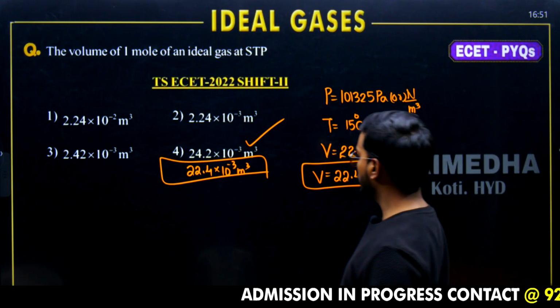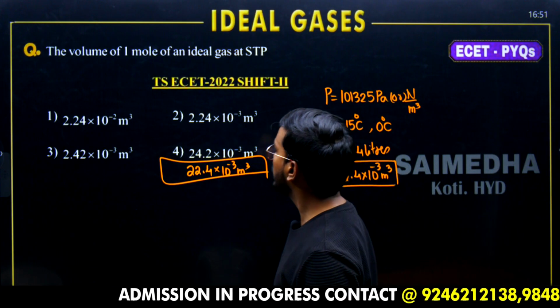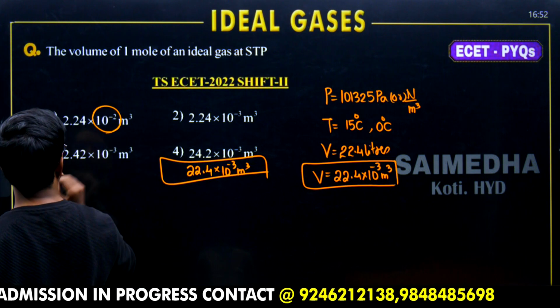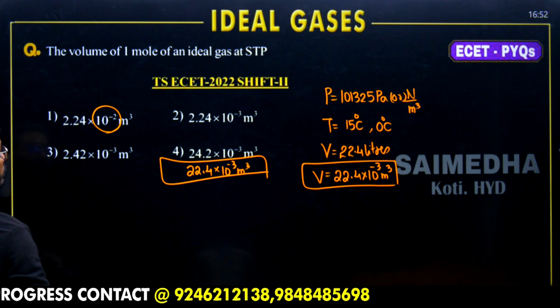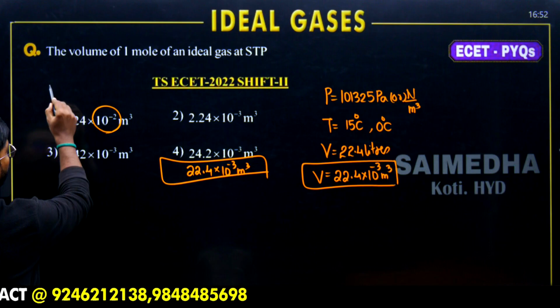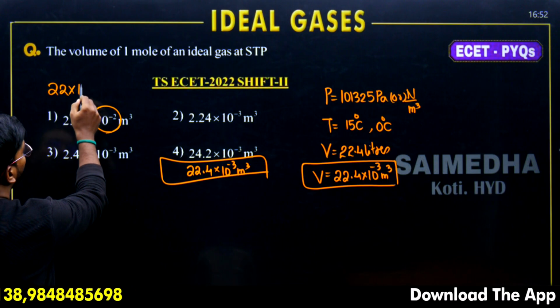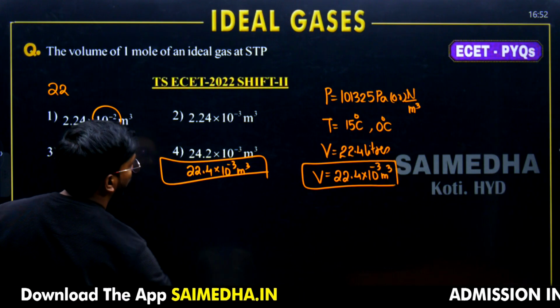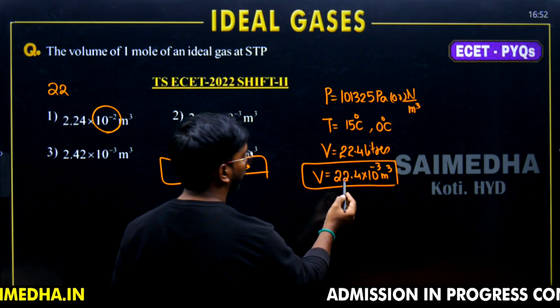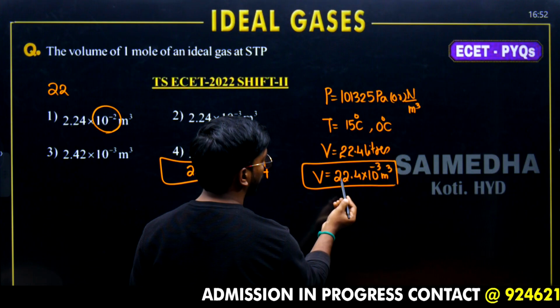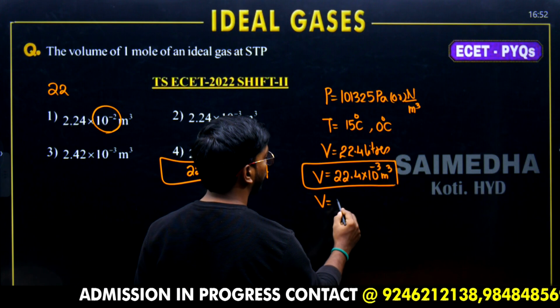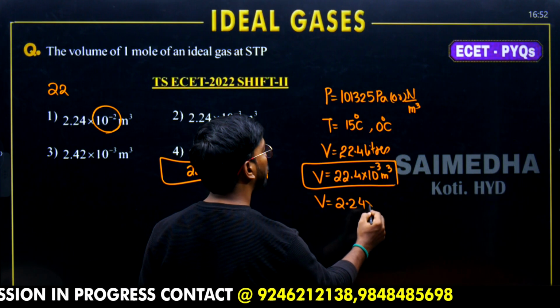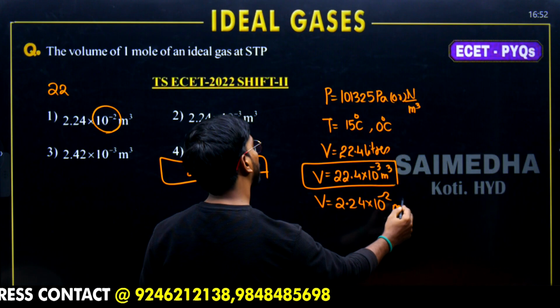Whereas if you see, okay, just a minute, because here 10 power minus 2 is there. If I want to write 22.4 into 10 power minus 3, and I take one digit here, I need to multiply by 10. So this is going to become 2.24 into 10 power minus 2 meter cube.